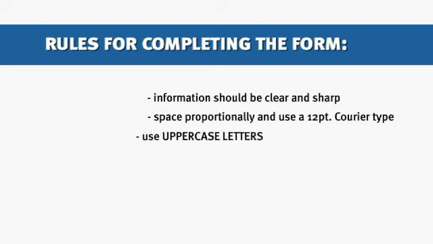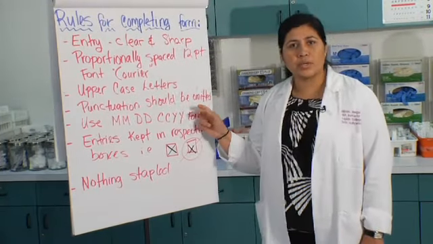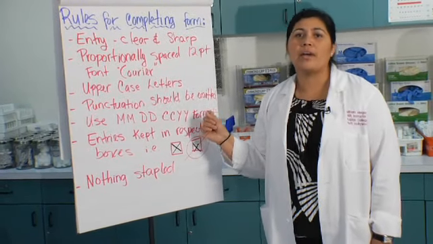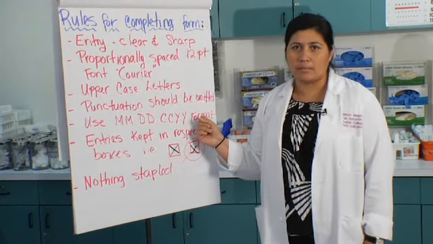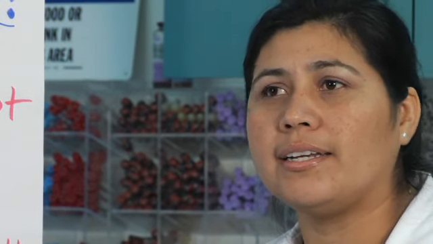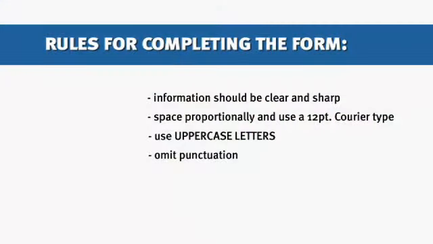We also need to ensure that the letters that we write are uppercase. We need to avoid punctuation. The only punctuation you may use is a hyphen, and that will be related to a hyphenated last name. Other than that, please be sure that unnecessary punctuation is omitted. We also need to make sure that when we put in the date, we use 2 digits for the month, 2 digits for the date, and 4 digits for the year.